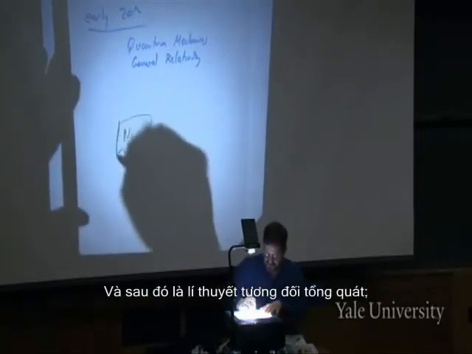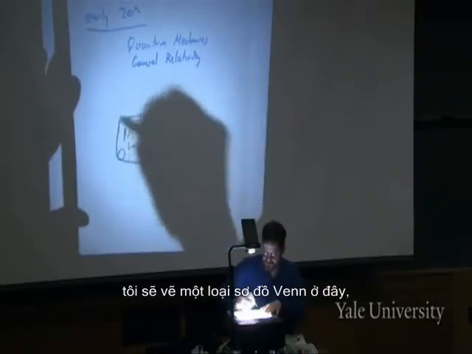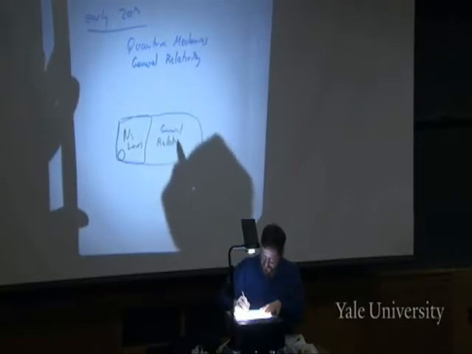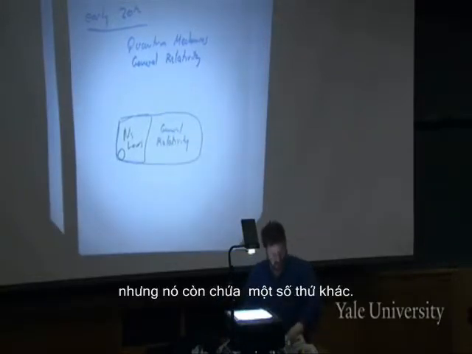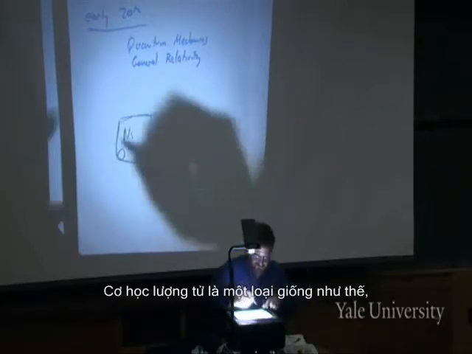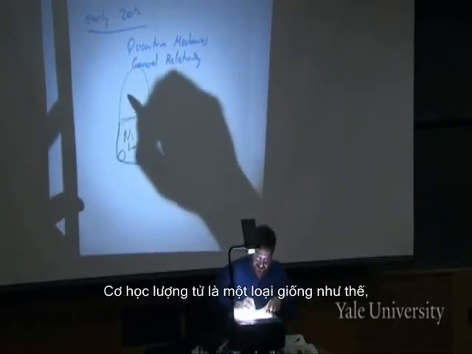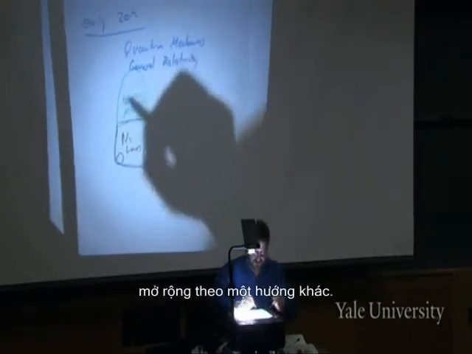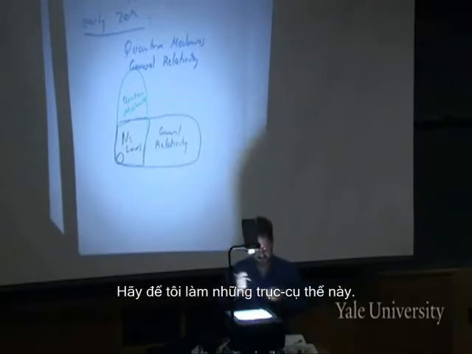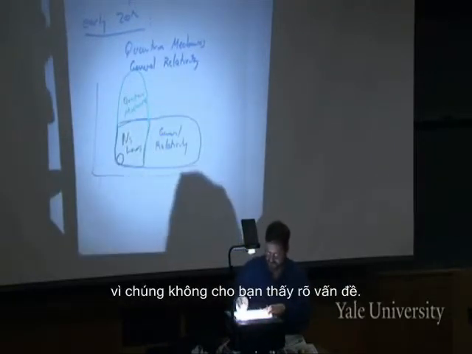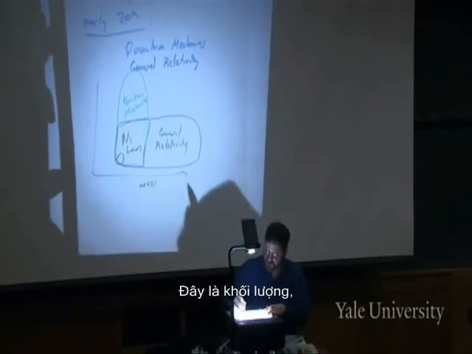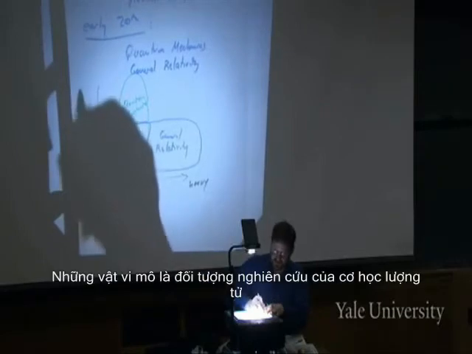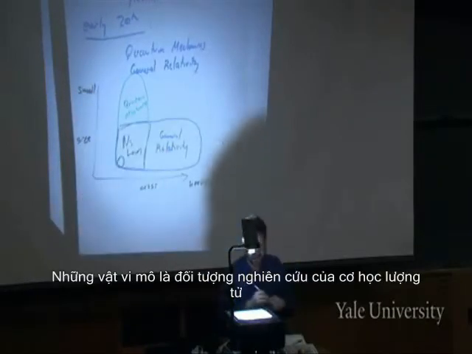And then general relativity, I'm drawing a kind of Venn diagram here, is here. Relativity, occupying Newton's laws, but then some other stuff. Quantum mechanics looks kind of like this. Extends in a different direction. Let me make these axes specific. I don't like Venn diagrams when they don't tell you what you're actually plotting. This is mass, so heavy things are when relativity kicks in. This is size, and so small things are when quantum mechanics kicks in.